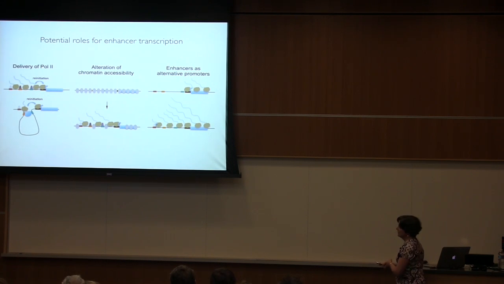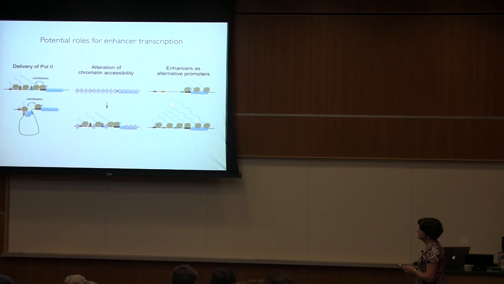If you have, for example, transcription initiating at an enhancer and maybe having a productive elongation, it could help to deliver Pol2 to a promoter if it's not that far away. Perhaps if there was a loop, then you could have a reinitiation here, and that could help deliver. Transcription through a region could alter chromatin accessibility, and I think a lot of regulation of gene expression has to do with altering chromatin accessibility to allow factors to bind, but this could remove nucleosomes, for example, in the process. And also, possibly, enhancers could act as alternative promoters.